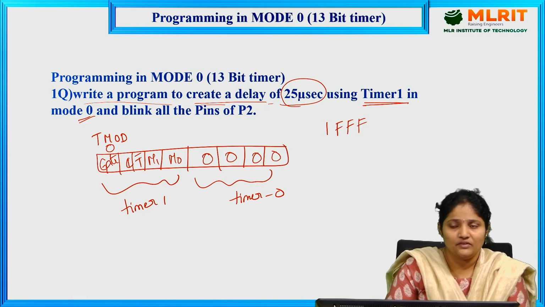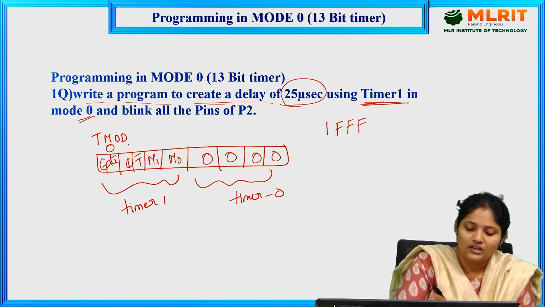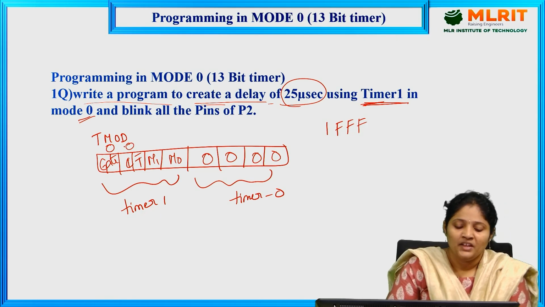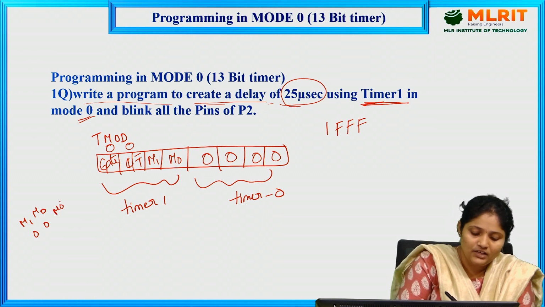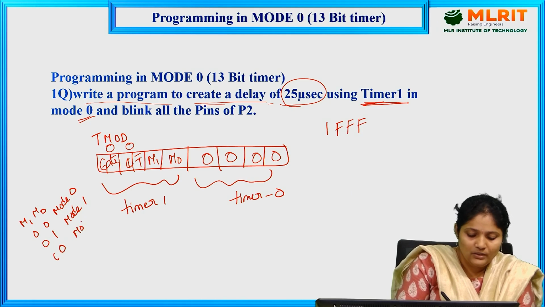Here they have specifically mentioned that we are using timer. So to get timer over here, we need to keep it as 0. And mode 1 and mode 0. If those two are 0, we will be selecting mode 0. If those two are 0, 1, mode 1 will get selected, and 1, 0, mode 2 will get selected.